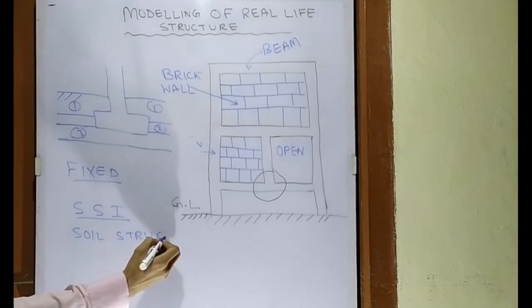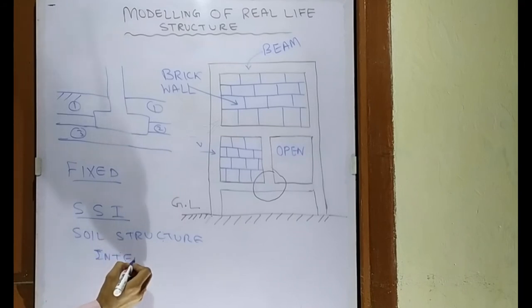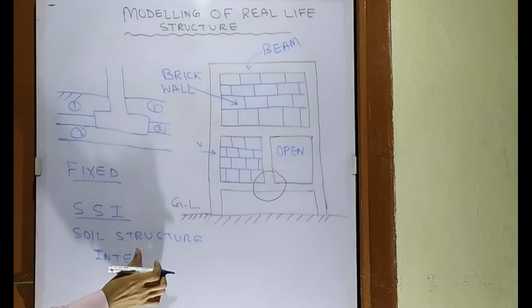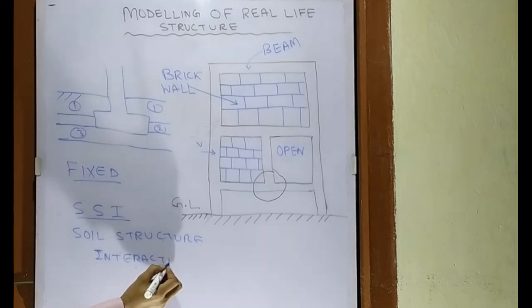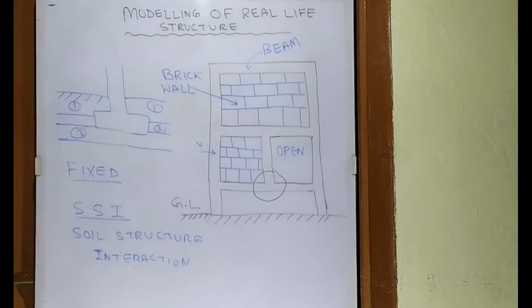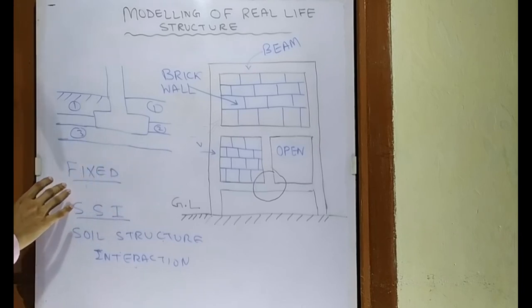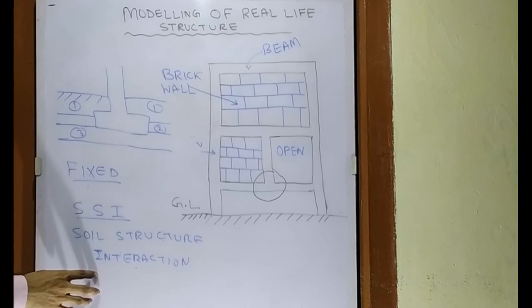Soil structure interaction. Okay, now what happens when we draw the footing? As we can see, there are different layers in the soil. So the structure will have some interaction with the soil. We cannot take the base as fixed, because there may be some settlement, some rotation of the foundation. So we will consider all those things in soil structure interaction.